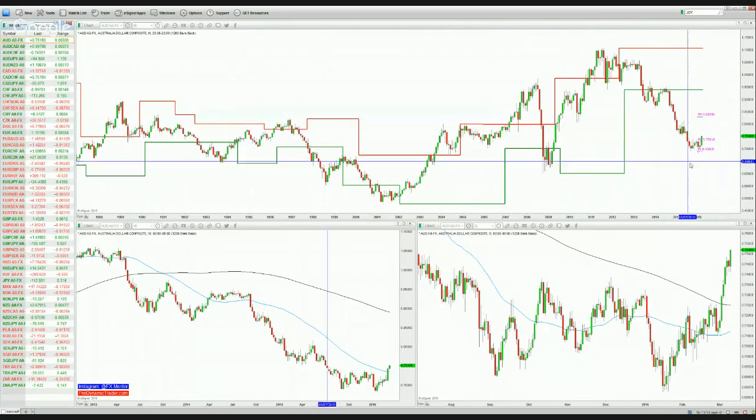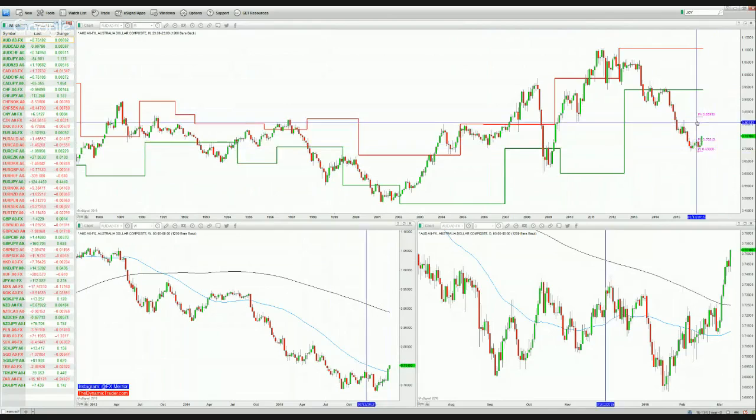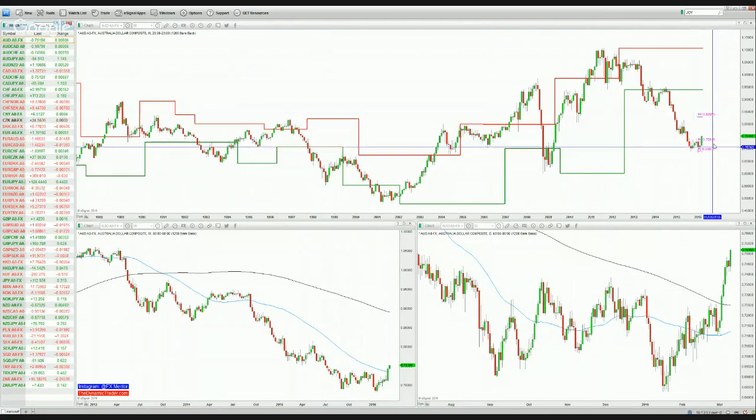And then we've also got the annual levels. That's the high, the low, and the closing price of 2015. These are also very significant as areas of support and resistance.